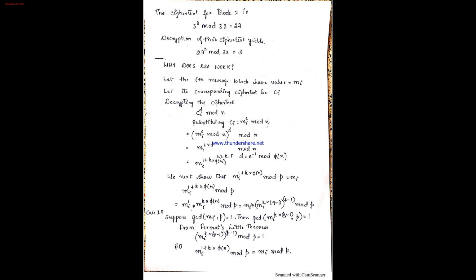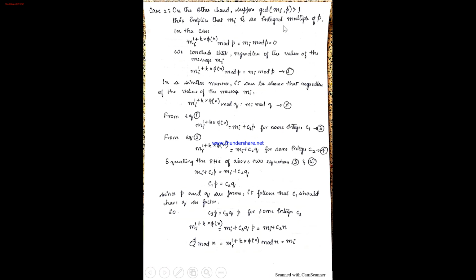Okay, see the other case: the GCD of mi comma p could be equal to 1, or else it could be a number other than 1. I meant to say some number greater than 1. So this implies that mi to the power of 1 plus k into phi of n mod p will be equal to 0. Okay, so if it's equal to 0, then it can be equated in this format.